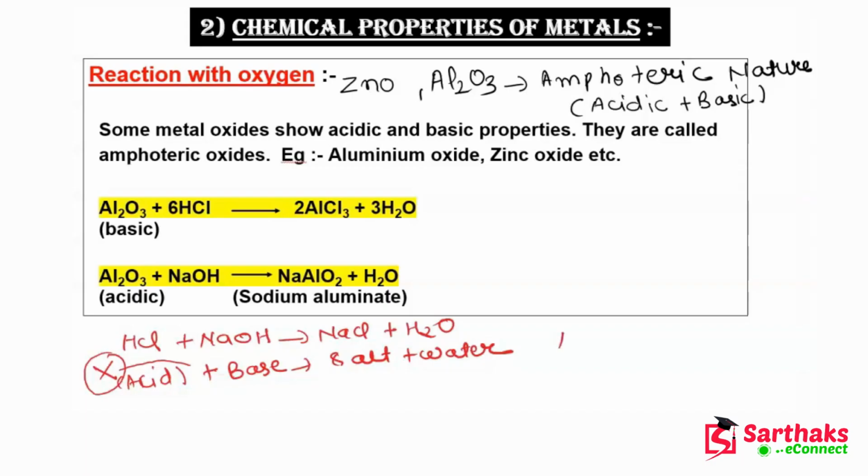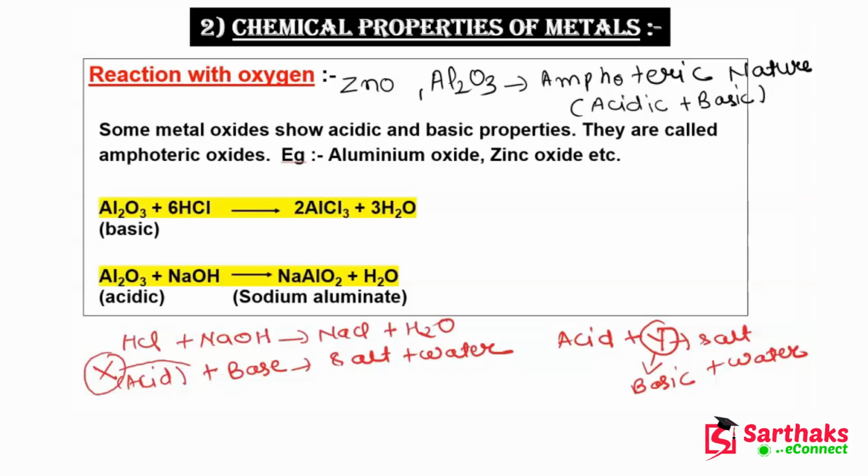And let's suppose a compound Y is reacting with acid and it is forming again salt and water, then we will call this compound Y a basic compound. Why? Because it is forming salt and water, and we all know that only bases show this property, that whenever they react with acid they form salt and water. That's why this Y must be basic in nature.